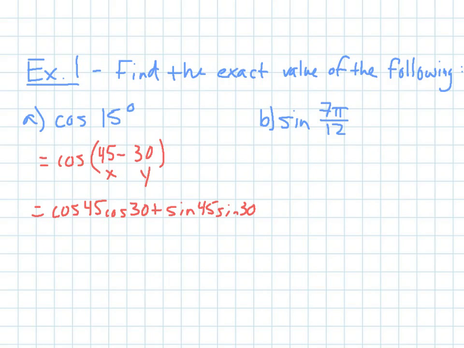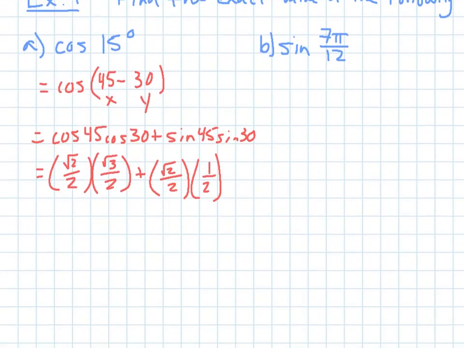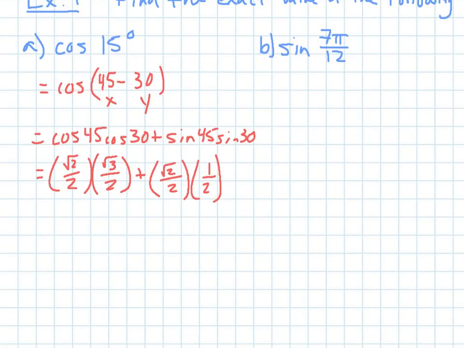Okay, so cosine of 45 is a ratio that we know. It's square root of 2 over 2. Cosine of 30 is square root of 3 over 2. Now remember, I'm just getting this from the unit circle. I'm not finding this magically. Sine of 45 is square root of 2 over 2. And then sine of 30 is 1/2. Okay? So now I want to simplify.